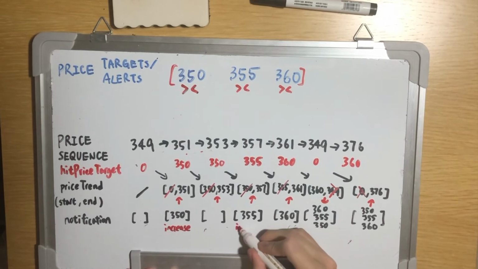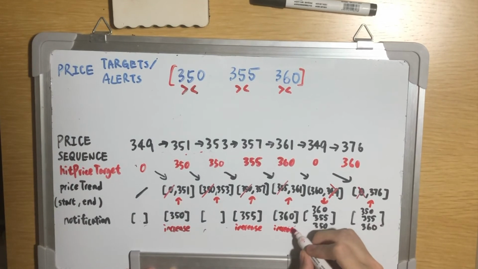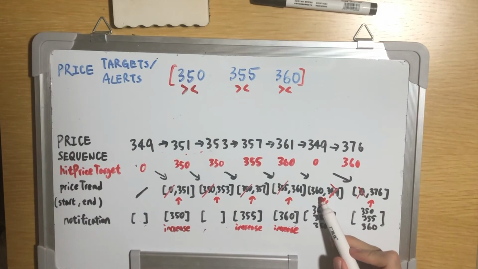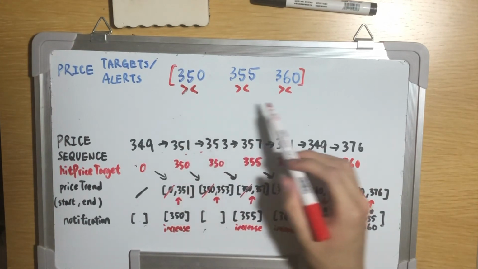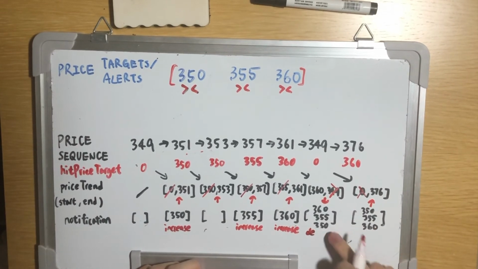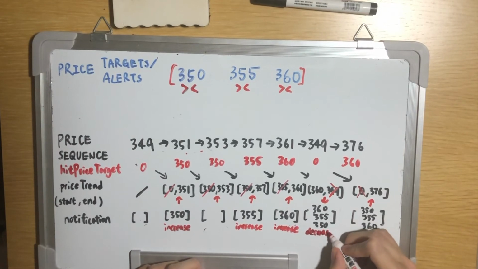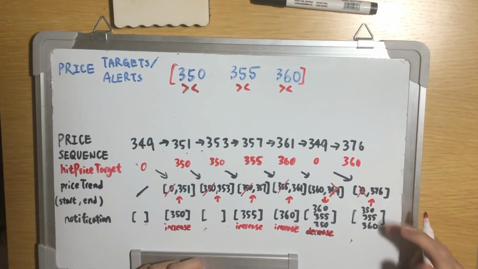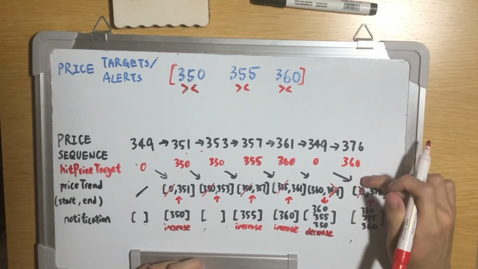And increase, and this will be decrease because we start from 360 to 350 to check the price target one by one, and that's why we have a list that is descending. So by checking this list that is descending, we can send a decrease notification instead of an increase. So this one, the list is in ascending order because it checked from 350.